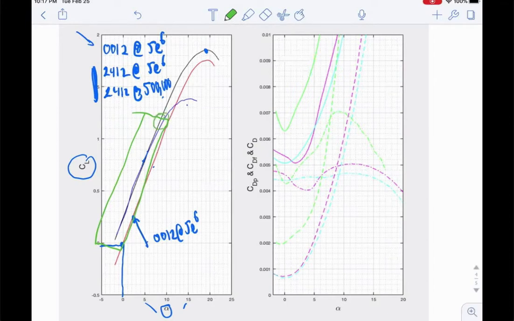And one of these cases seems to be stalling earlier, reaching a much lower CL max here compared to up here. So after this point right here, which is somewhere around 7 or 8 degrees angle of attack, beyond that we get a significant difference that's only due to Reynolds number. It's the same foil at the same angle of attack. The only difference is the Reynolds number.